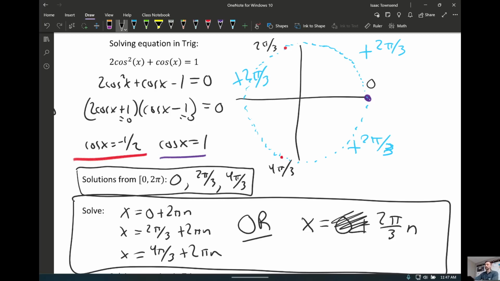So when n is 0, you get this spot. When n is 1, you get this. When n is 2, you get that. When n was 3, you would be back to 2 pi, and then you start getting coterminal solutions. So this one statement is the same thing as these 3 statements.